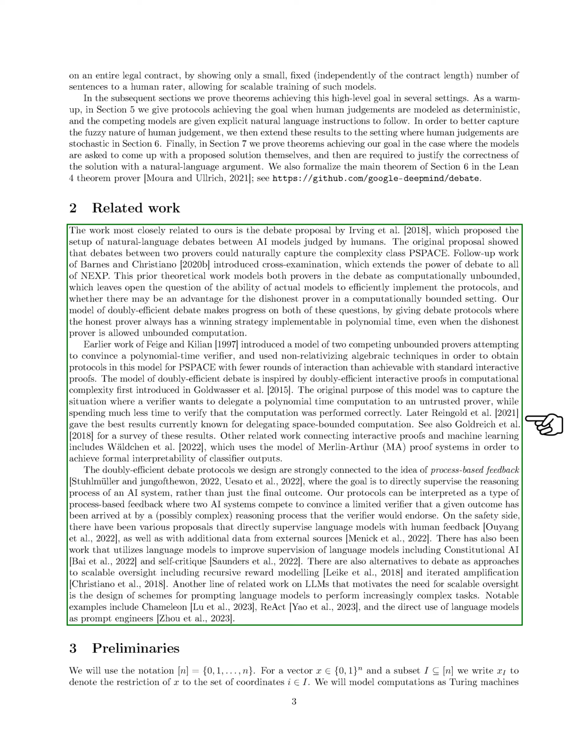Our protocols can be seen as a type of process-based feedback, where two AI systems compete to convince a limited verifier that a given outcome has been arrived at by a reasoning process that the verifier would endorse. In terms of safety, there have been various proposals that directly supervise language models with human feedback, as well as with additional data from external sources. There are also alternatives to debate as approaches to scalable oversight, including recursive reward modeling and iterated amplification.